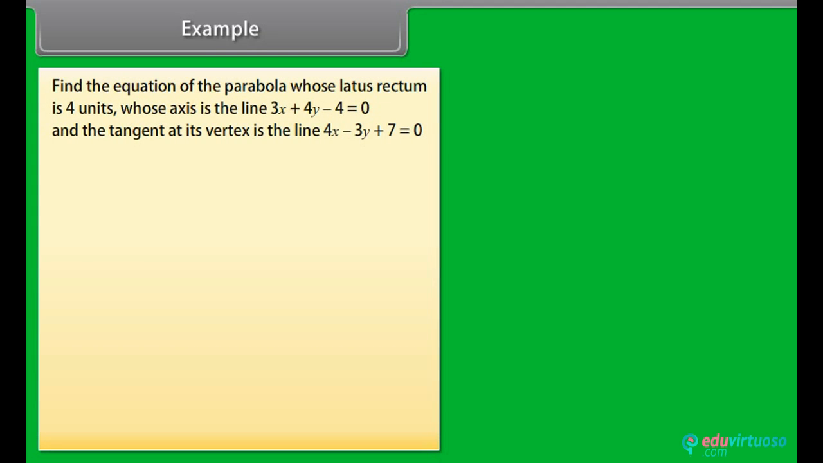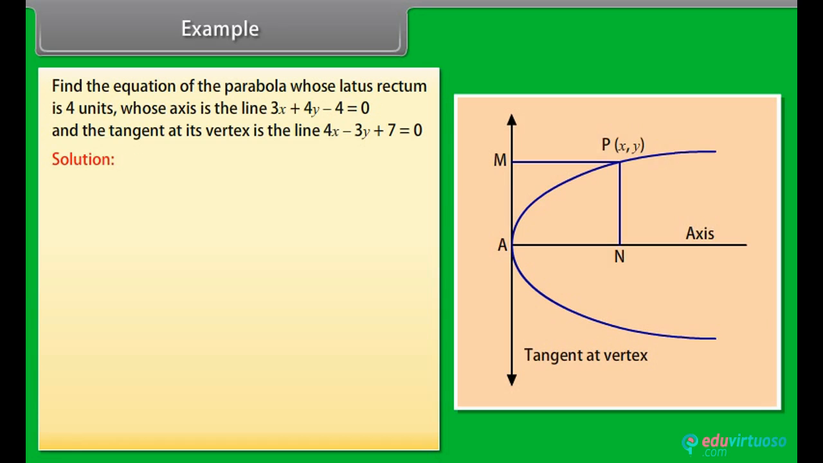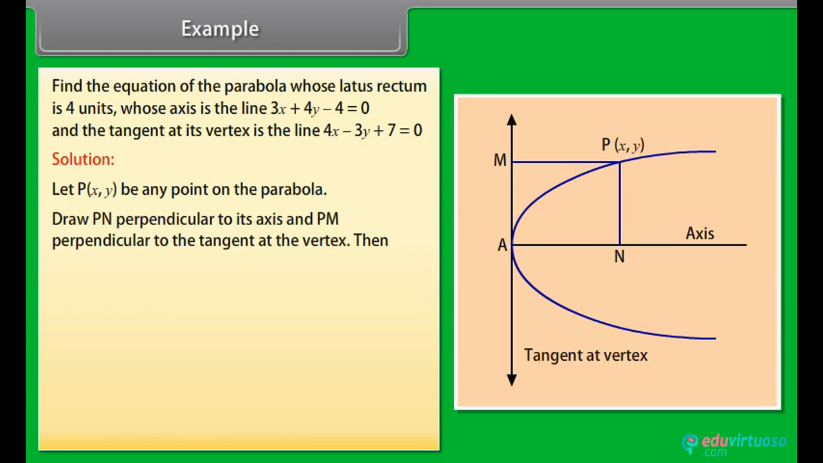Example. Find the equation of the parabola whose latus rectum is 4 units, whose axis is the line 3x plus 4y minus 4 is equal to 0, and the tangent at its vertex is the line 4x minus 3y plus 7 is equal to 0. Solution. Let P(x, y) be any point on the parabola, draw PN perpendicular to its axis and PM perpendicular to the tangent at the vertex. Then PN square is equal to latus rectum into PM.